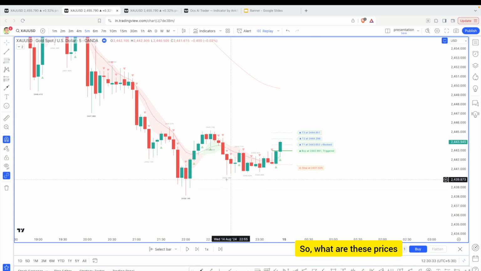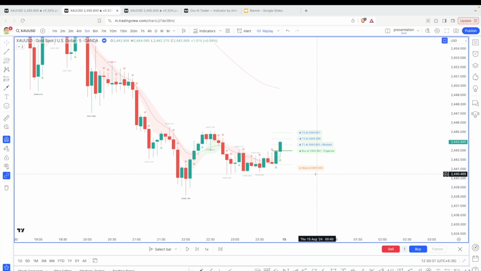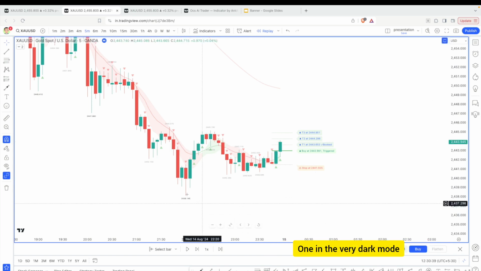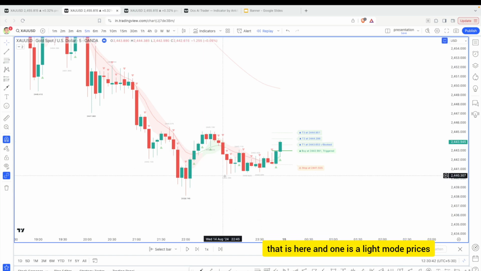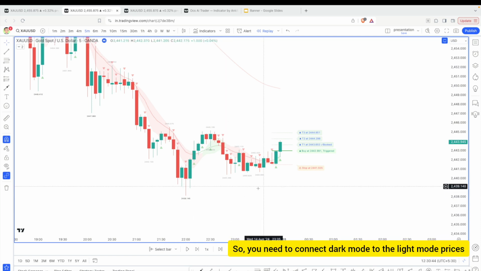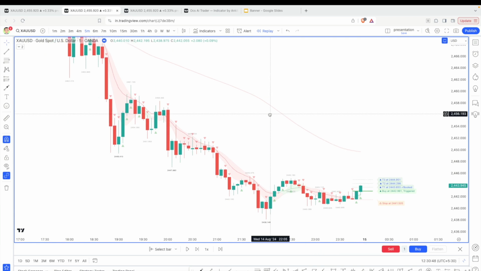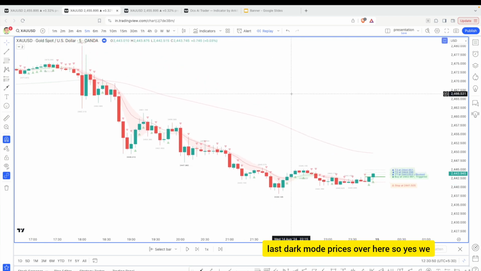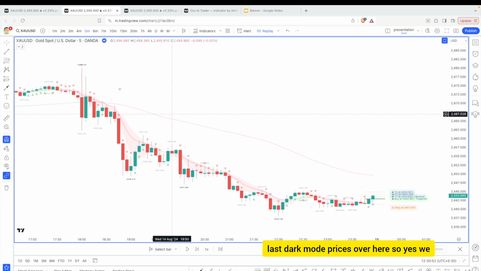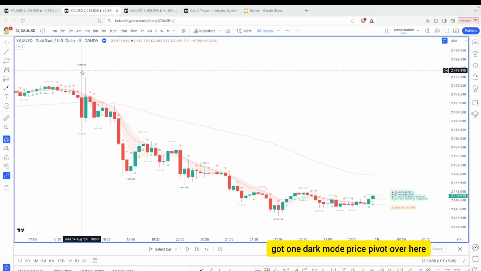So what are these prices? These are the pivotal prices. How to actually use these pivotal prices? There are two types of pivotal prices. One is in the very dark mode, that is here, and one is light mode prices. So you need to connect dark mode to the light mode prices. We'll find the last dark mode price over here. So yes, we got one dark mode price pivot over here and one light mode price pivot over here.